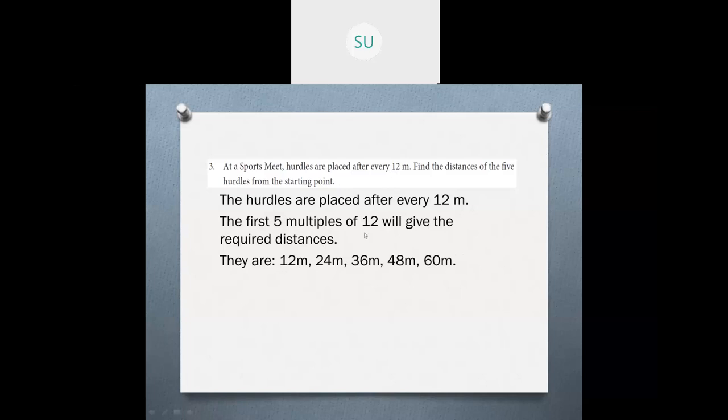So the distance of the first hurdle from the starting point is 12 meters. The second hurdle is 24 meters, the third hurdle is 36 meters, the fourth hurdle is 48 meters, and the fifth hurdle is 60 meters from the starting point. So these are the distances of the five hurdles from the starting point. So this was question number 3. Copy down the answer for that.